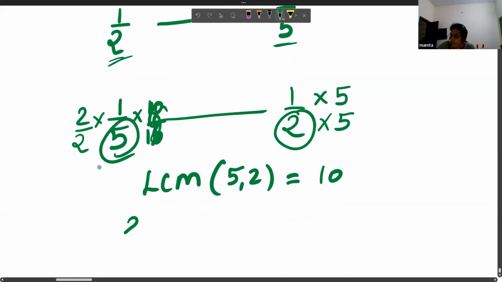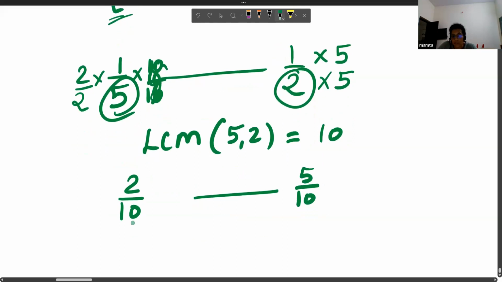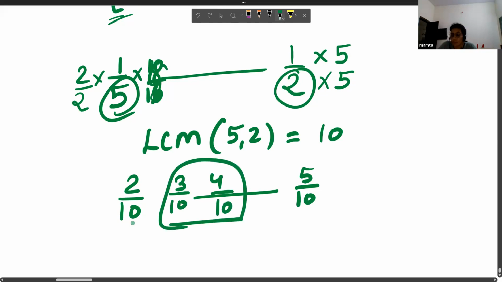Okay. So now rewrite. The first number would be 2 by 10 and the second number changes to 5 by 10. Okay. Now the denominator is same. You can write the number between these two numerators. Only just change the numerator. Okay. So 3 by 10, 4 by 10. These are the rational numbers between these two rational numbers. Isn't it? Yes, Meghna, any doubt? No, ma'am.